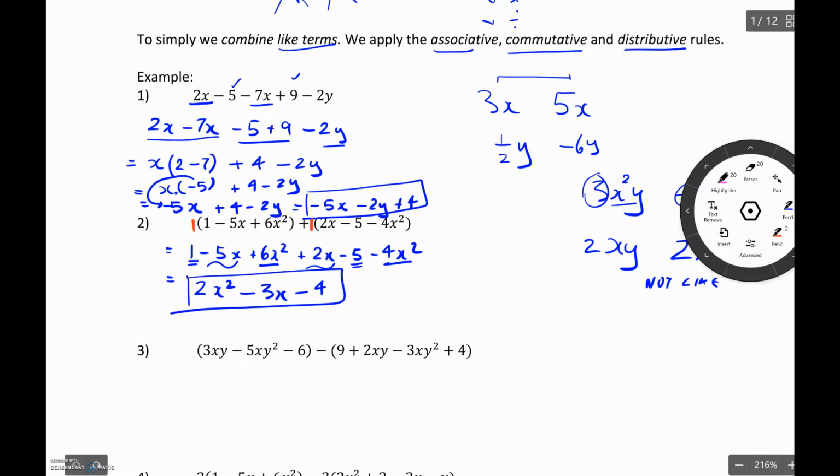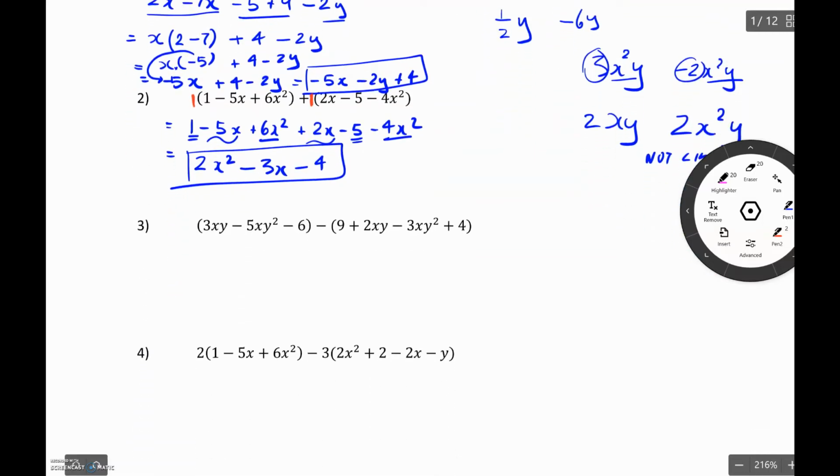Now that's also correct. Let's look at number 3. It's a little bit different. Again, remember that there is an implied 1 here and an implied, well, negative 1 there.